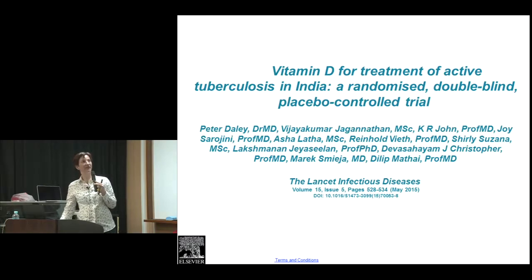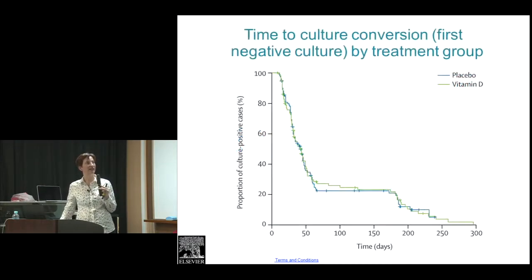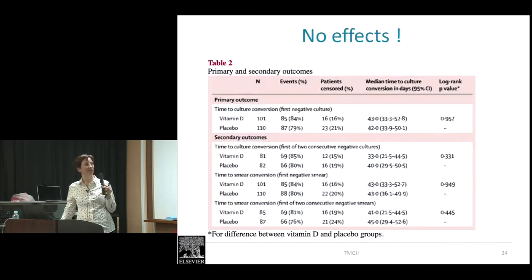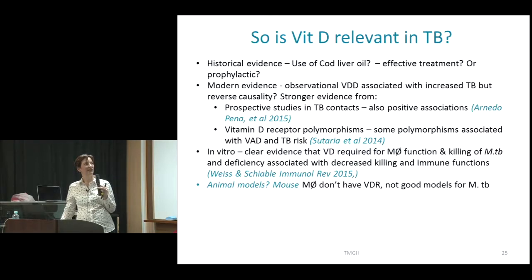And then there was a lot of excitement that vitamin D might really help in improving outcomes in TB. So this was a well-conducted large trial in India. I'll go through it very quickly. They looked at time to culture conversion, so the first time that you can't culture the bacteria from a sputum, but no difference. And when they looked at all the other outcomes, unfortunately, no difference.